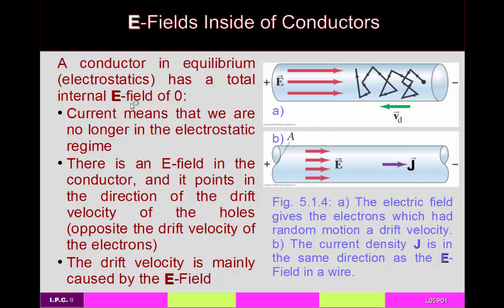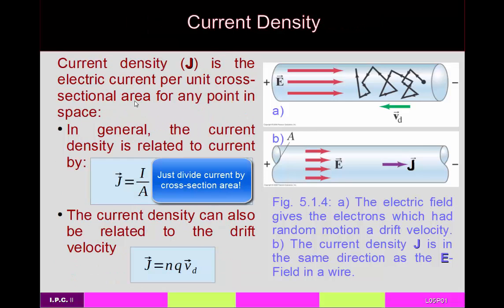And I want to introduce now a new quantity called the current density, J. This is something that we did fine without. So the current density is the current per unit cross-sectional area. So if this wire has a cross-section of A and it has a total current of I, then the current density is I over A. Usually in a conductor, it's pretty uniform.